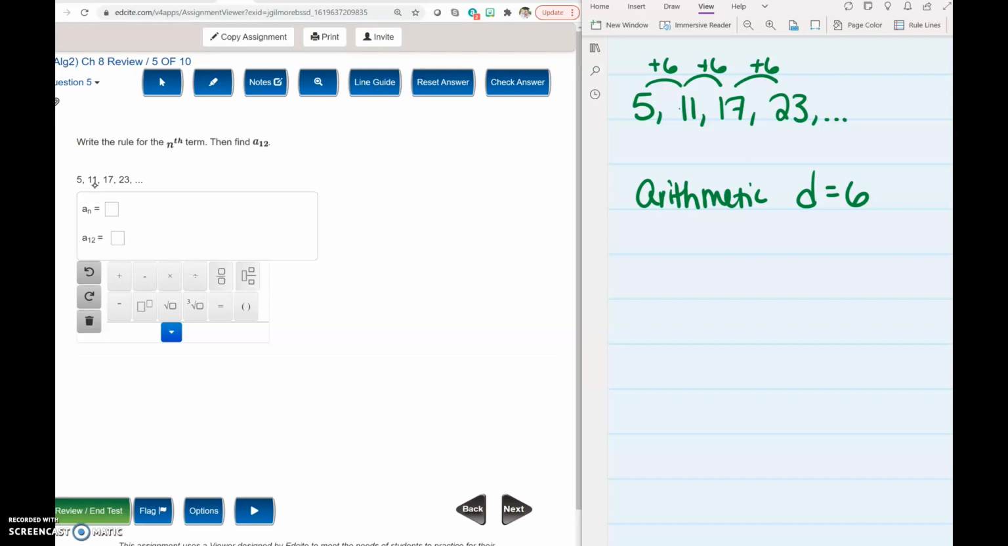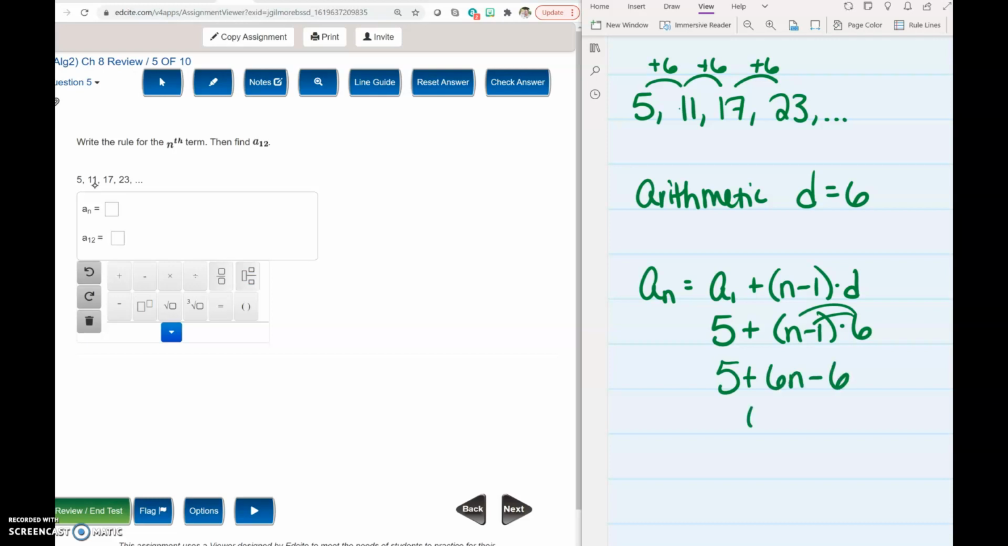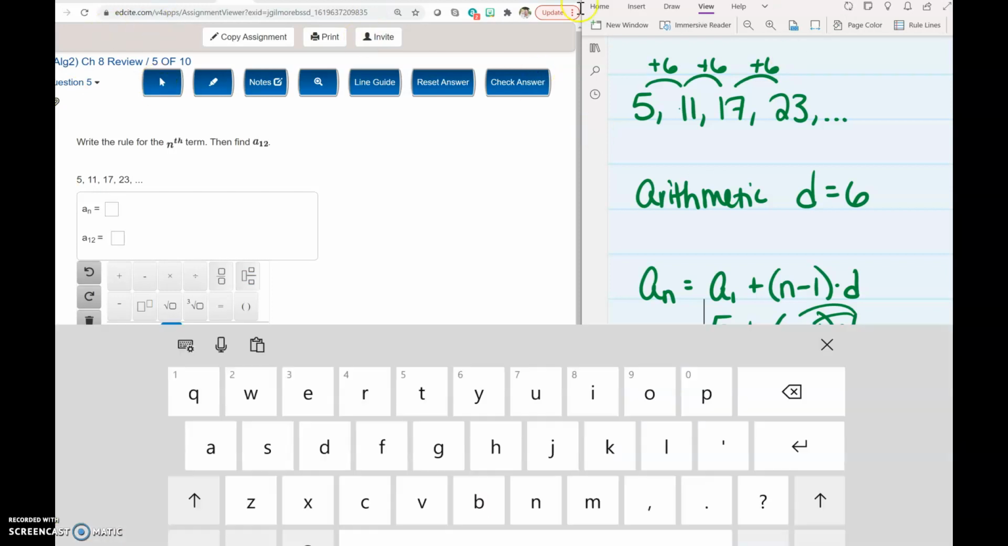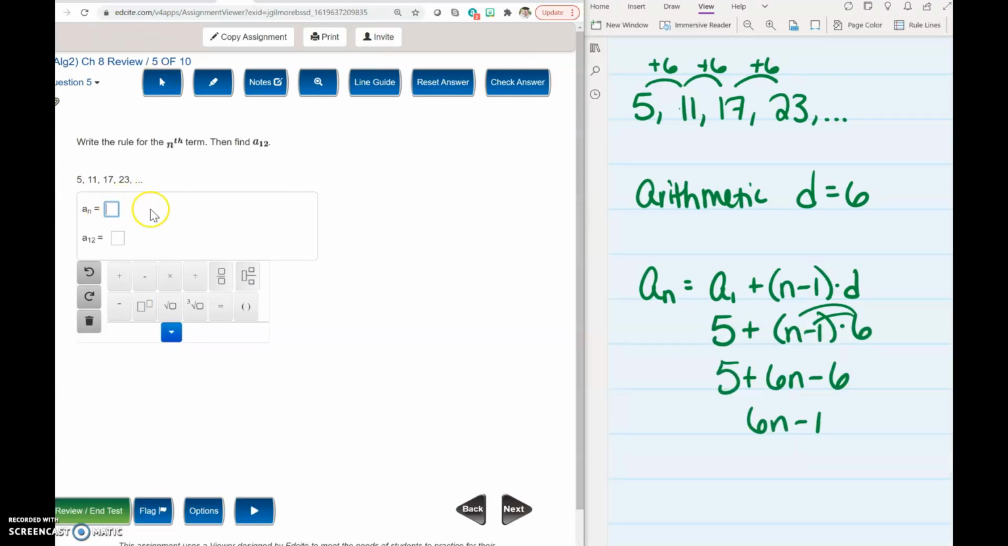So if we're going to write a rule for the nth term, the formula is our first term plus n minus 1 times our common difference. So our first term is 5. Our common difference is 6. Distribute that common difference. So we have 5 plus 6n minus 6. And then combine your like terms. So our rule should be 6n minus 1.